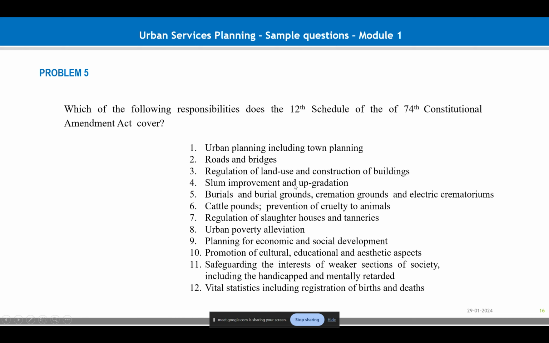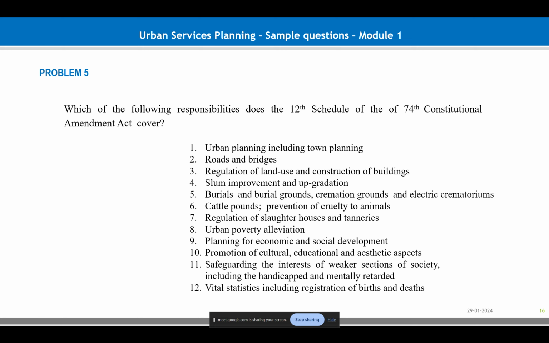Before the 74th Amendment, it was very difficult to take care of these, because as a center and state, it was very difficult. That's when all this participatory planning came into action, and urban local bodies essentially want to involve more people. So protection of weaker sections, understanding their problems, and planning certain facilities for them all come under the responsibility of these urban local bodies. And then, statistics including registration of births and deaths. Okay, so let's go to the next question.